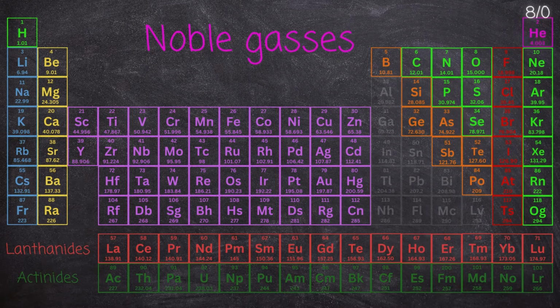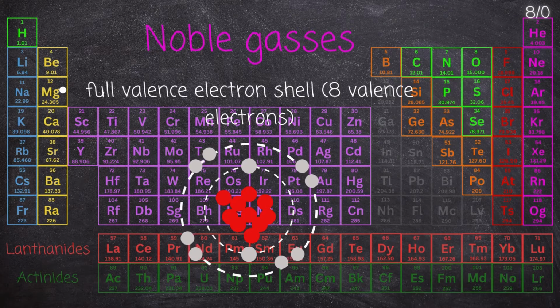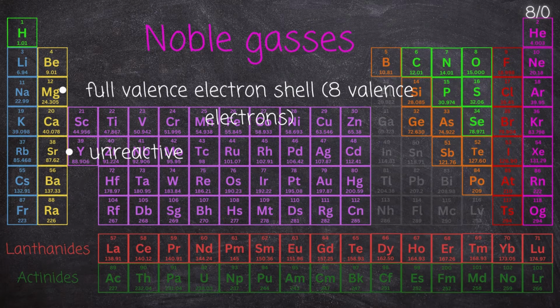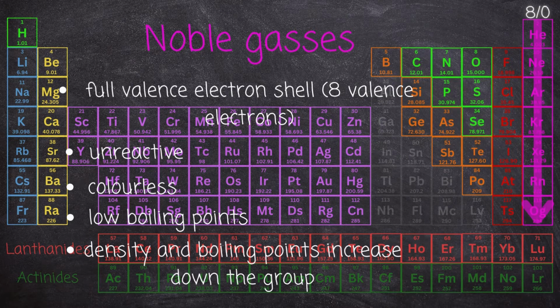The noble gases are located in group 8, which is sometimes also referred to as group 0. These are helium, neon, argon, krypton, xenon, radon, and oganesson. They have full valence electron shells and are therefore unreactive. They are colorless gases with low boiling points. Density and boiling point increase down the group.